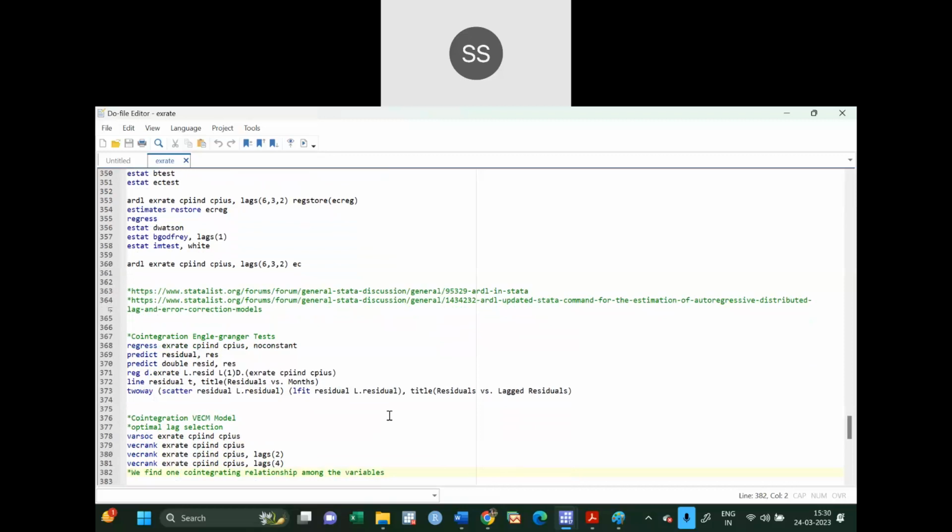In the ARDL model, you work out one equation where one variable is dependent and the others are independent. In our case, we were interested in the effect of the consumer price index of India and US on the exchange rate. So precisely, we are saying that the consumer price index of India and US is affecting the exchange rate.